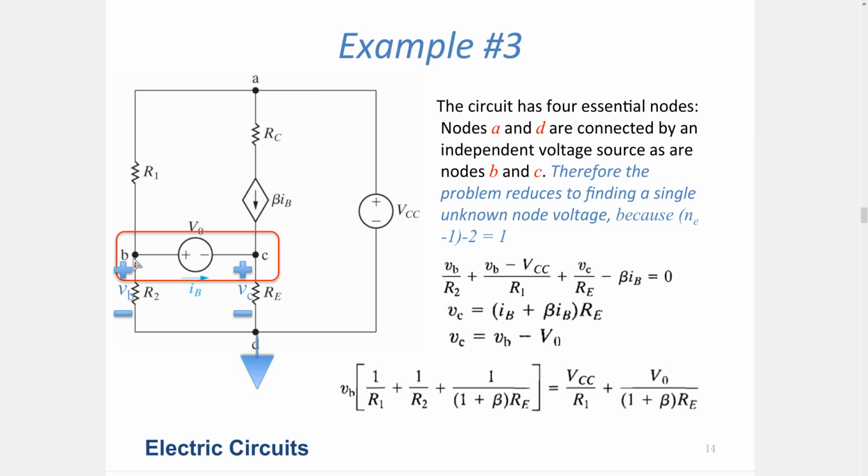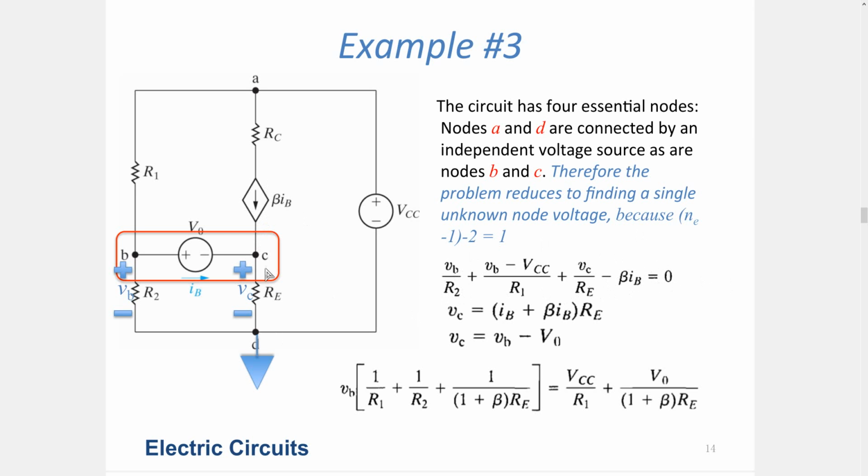First of all, we have VB over R2 as our current leaving this node, so it will have a positive sign. We have VC over RE as another current leaving this node. As you can see, these terms have positive coefficients. Then I also have a current leaving the node, (VB minus VCC) over R1. And another current, beta times IB, that is entering into this node, so it will have a negative sign. This should sum up to 0 according to Kirchhoff's current law.